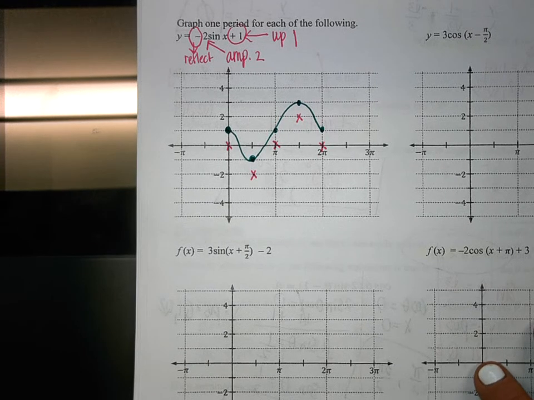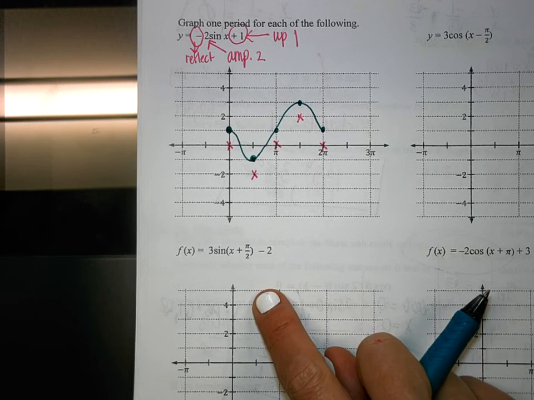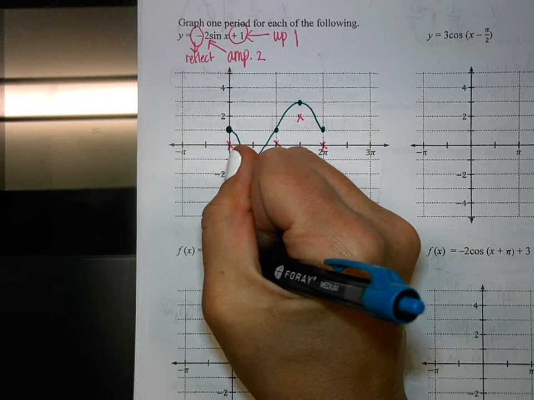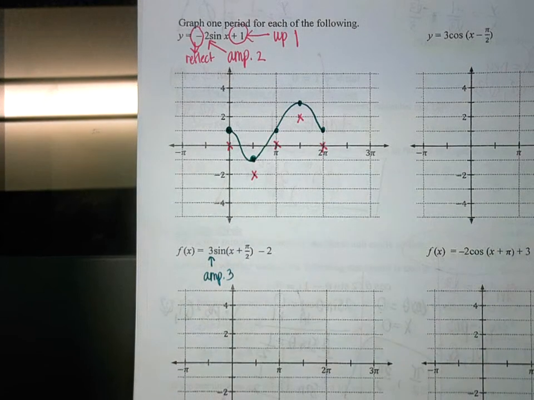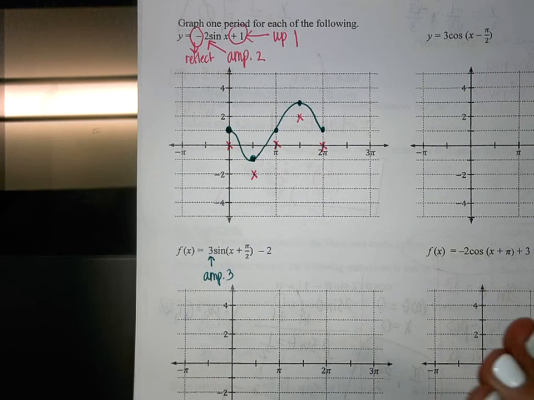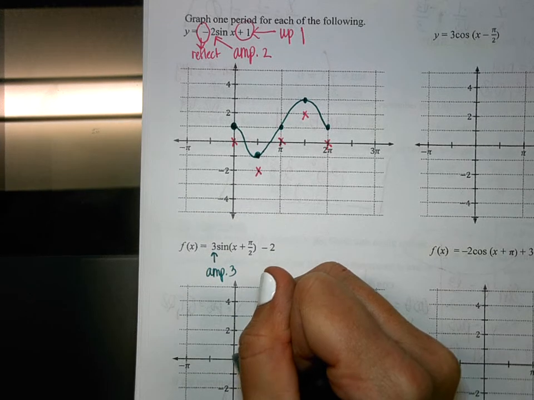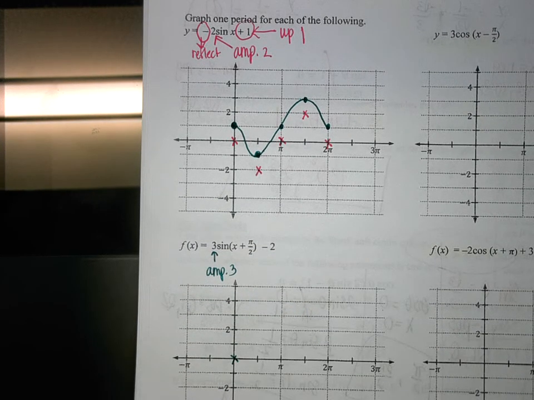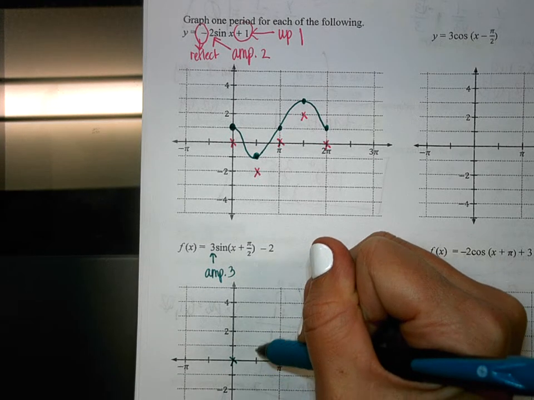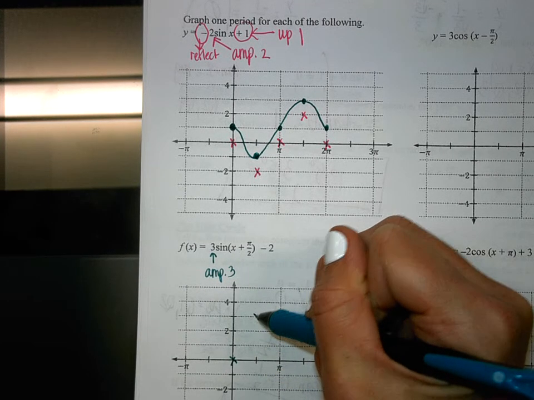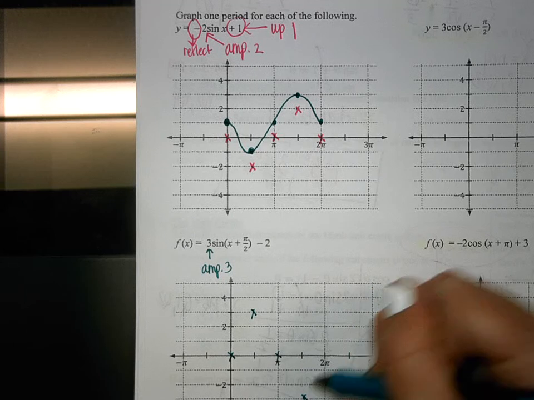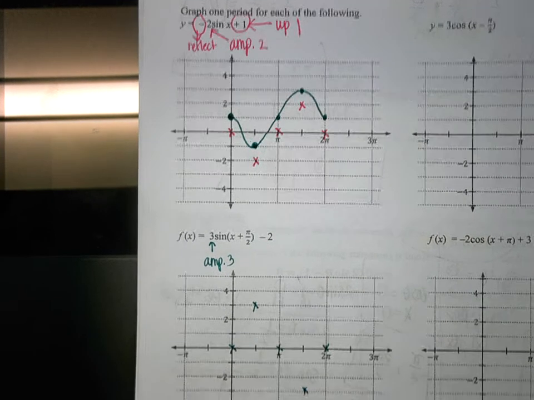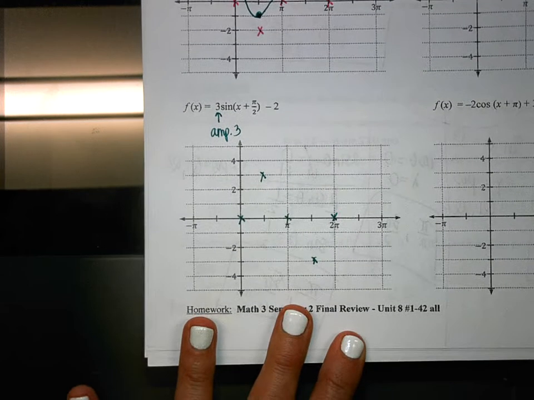So let's stick with the sine function, and we'll do the next one down. Okay, so what does the 3 mean? Amplitude of 3, that means we're going to go up to 3 on everything. And there's no reflection this time. So my first x is at 0. And then in here, it's going to go up to 3. And then again, we're at 0. And then we go down 3, and then we're at 0. Okay, so I just took care of all those amplitudes of 3.